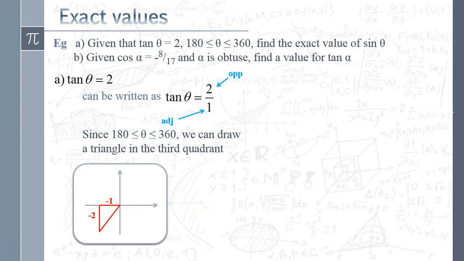So we've got that. What we've got to do now is take this triangle and figure out, well, we need sine, so we need the hypotenuse. So a bit of Pythagoras will give us that value there is root 5. And so now we can say that for that particular angle, that value of theta, we know that sine theta is going to be minus 2 over root 5. Rationalise the denominator, and we've got minus 2 root 5 over 5. So there's the exact value for sine theta.